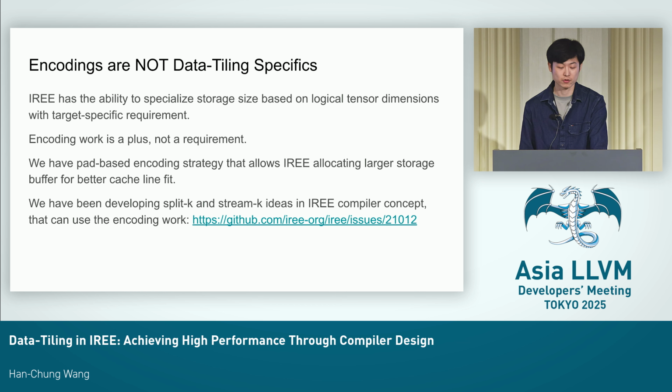What I've been pushing forward is ensuring that identity layout works when a backend does not need the encoding hints. We also have other path-based encoding strategies in IREE, and it is not data tiling specific. And today, our team has been developing the split-K and stream-K ideas in the IREE compiler, and they can use the encoding work.